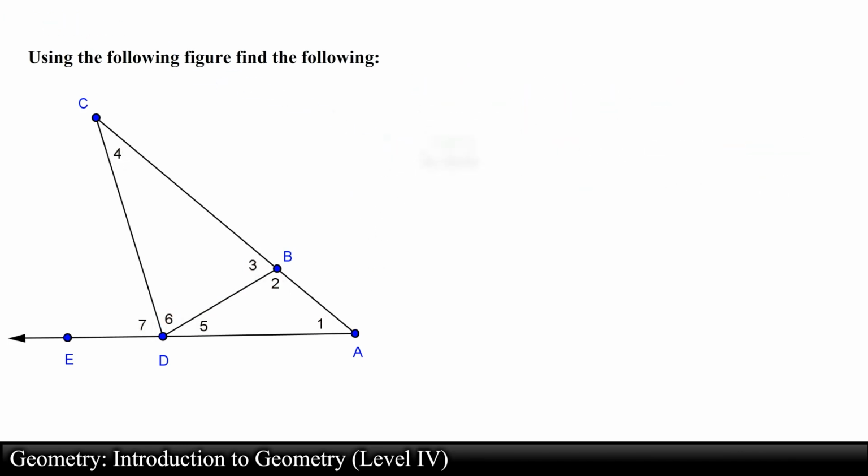Alright, let's move along to the next example. Name 3 angles that have B as the vertex. Let's first locate point B. Point B is located right here. At first glance, it seems that there are 2 distinct angles that have point B as the vertex.